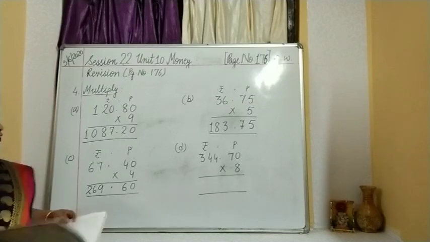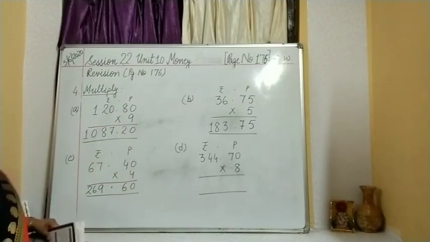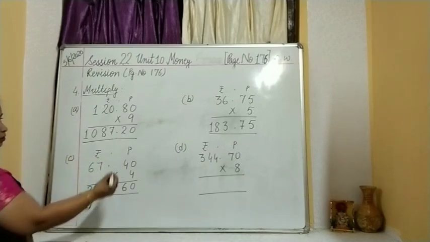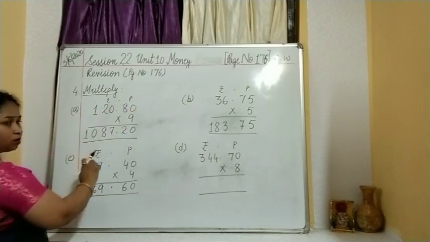So multiplication, as you can see, I have already displayed over here. Question number 4, multiply. You need to make the rupees and paise columns. You see I have already solved all except one question, but again I will just explain. The rupees and paise columns are made.